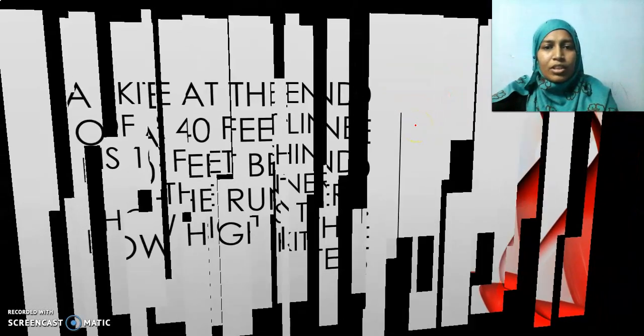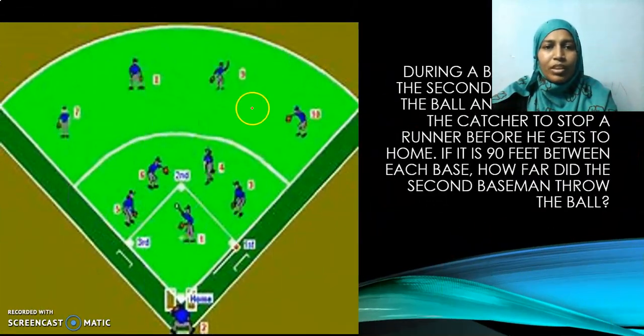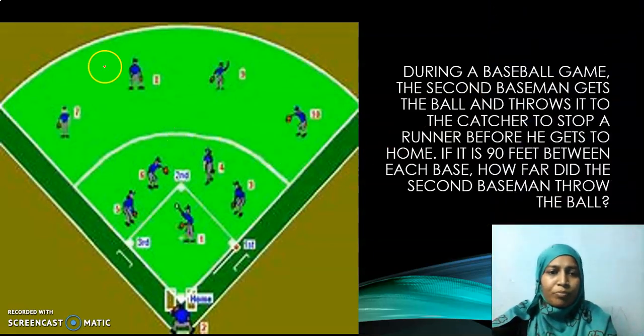Okay, children. So the next question for you is, what is this game? Does anyone have an idea about this game? The ground is of this V shape. And here will be the first player, second player, then third player. Yes, it is a baseball game. During a baseball game, the second baseman gets the ball and throws it to the catcher to stop a runner before he gets to the home. If it is 90 feet between each base, how far did the second baseman throw the ball?